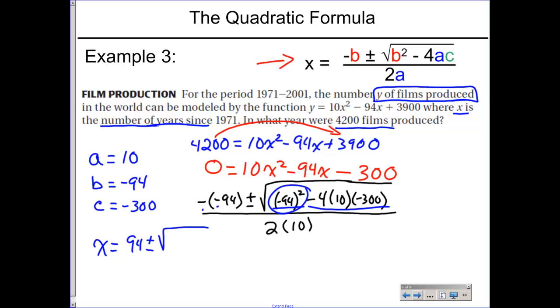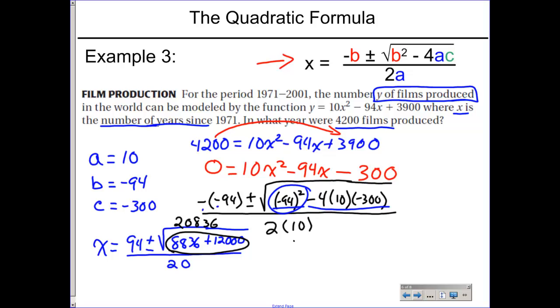So that first part was 8836 plus 120,000. I'm sorry, that's 12,000. And the whole thing is going to be over 2 times 10, which is 20. Now you'll want to combine this together here. So 12,000 plus the 8836 is actually 20,836. So underneath the radical, it's actually 20,836. But we're going to take the square root of that number anyway.